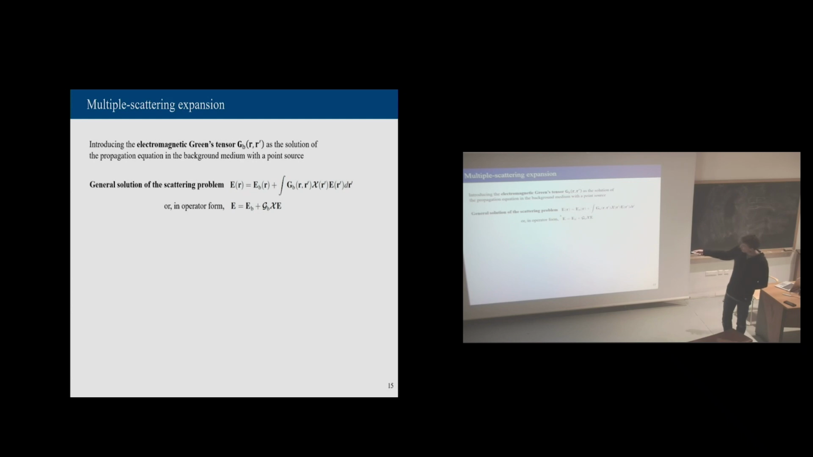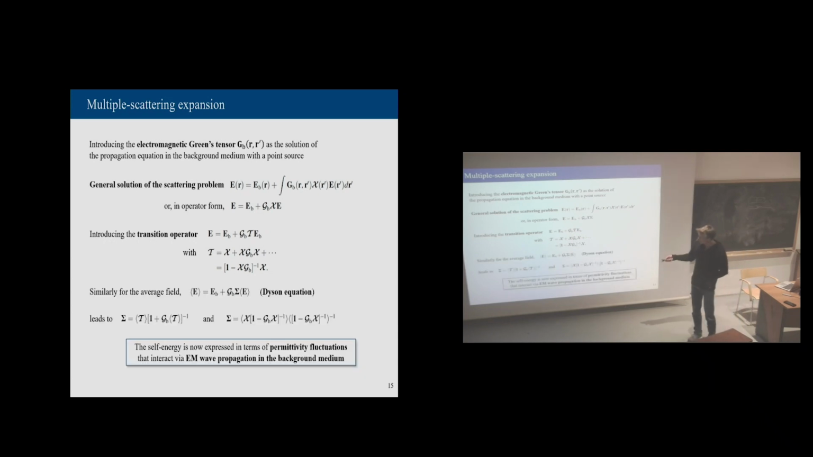But the difficulty is the fact that you have the total field here and the total field here. So to facilitate things, you introduce a quantity that is a transition operator, and that allows you to relate the total field only to the background field. And this transition operator contains all the scattering events in your system. So this is one scattering event, this is two scattering events, and so on and so on.